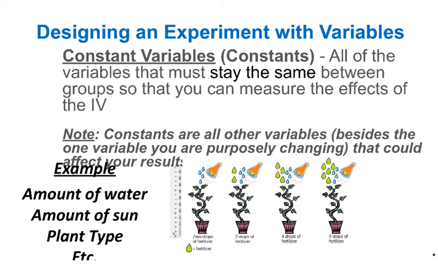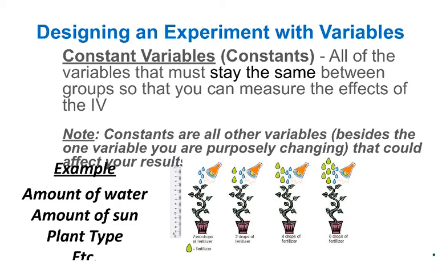Other examples, let's see if I got them all. Amount of water, amount of sun, plant type, etc. All those things need to be held constant. You know, when we brainstormed all those variables, you pick one to change on purpose, you pick one to measure. Everything else has to be held constant.